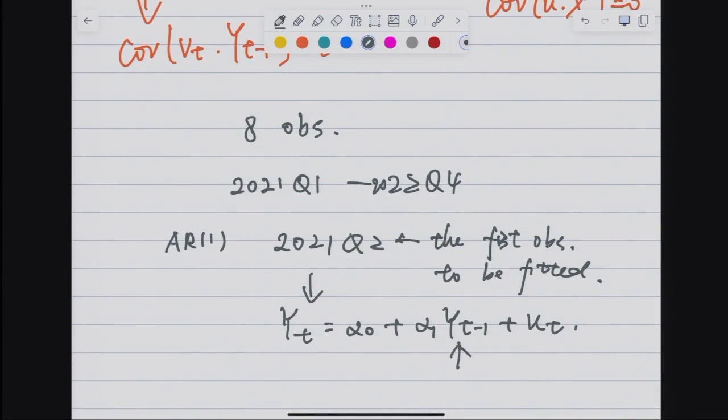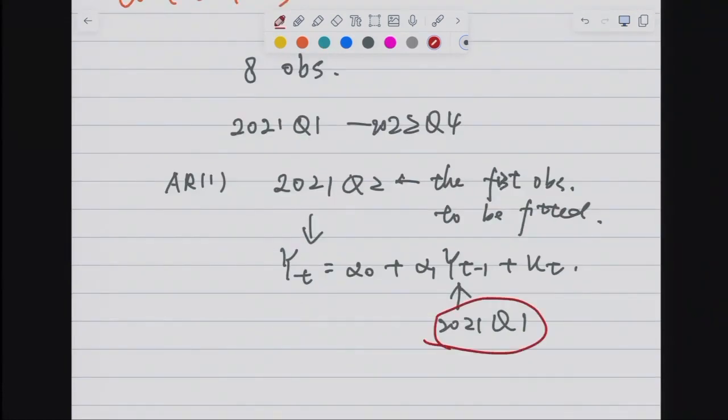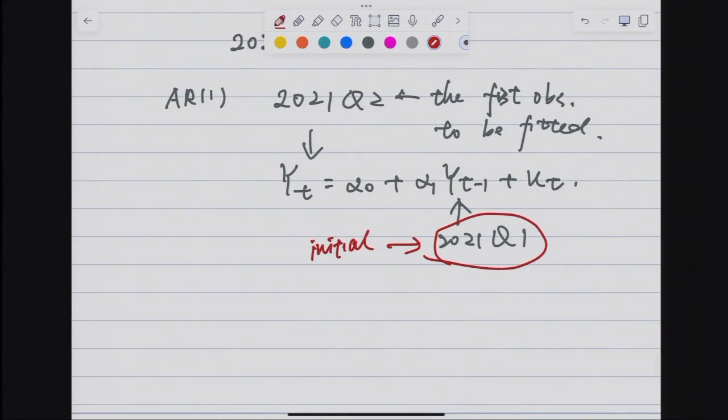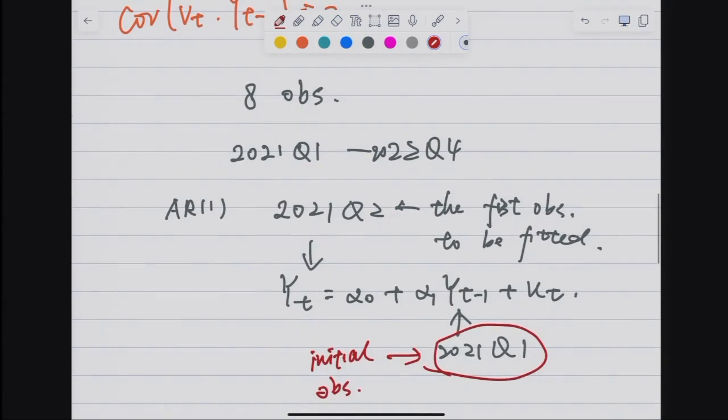Its immediate lag is 2021 Q1. So essentially, 2021 Q1 is the initial observation that should be set aside for an AR1. Then, given 8 observations in total in our data set, with 1 initial observation set aside, the effective sample size is 7, because only 7 observations, starting from 2021 Q2 all the way to 2022 Q4, can be fitted to an AR1.